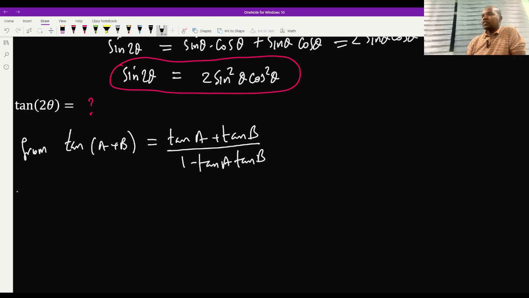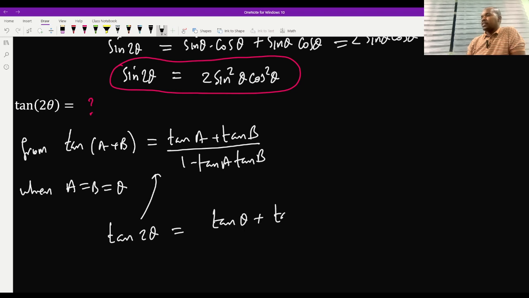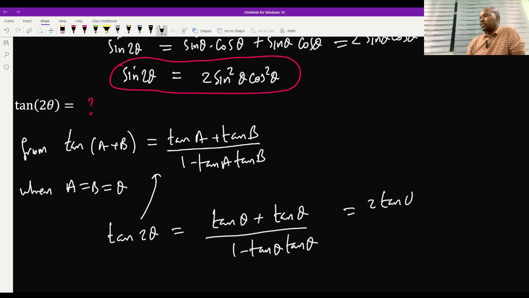And coming to the special case now, when A equals B equals theta, coming back to the same expression, we'll have tan 2 theta equals tan theta plus tan theta, again divided by 1 minus tan theta times tan theta, which is going to be equal to 2 tan theta over 1 minus tan squared theta.